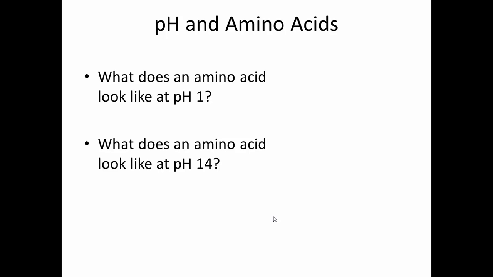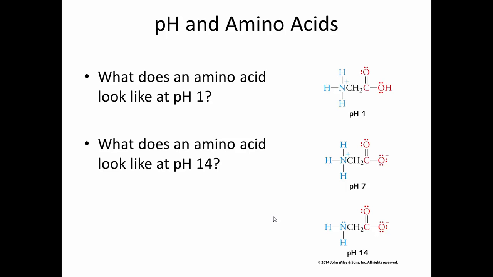What does an amino acid look like at pH 1? Well, it looks a lot like this up here, again with the positively charged amine group, but it has a neutrally charged carboxylic acid group. That's because it's at a very low acidic pH with plenty of protons in the area. What does an amino acid look like at pH 14? Well, we have a neutral amine group, but a negatively charged carboxylic acid group.